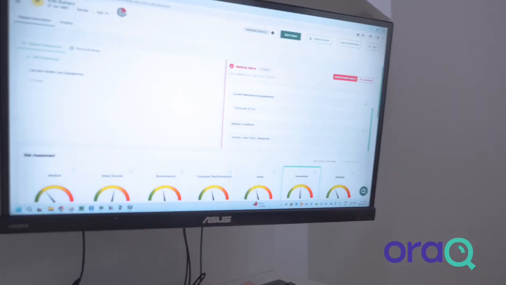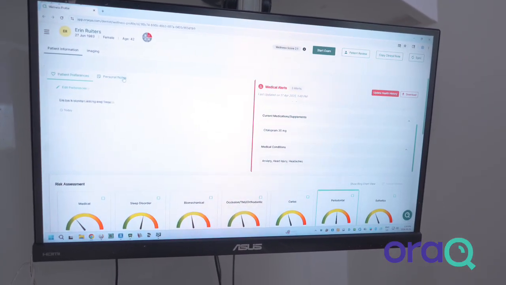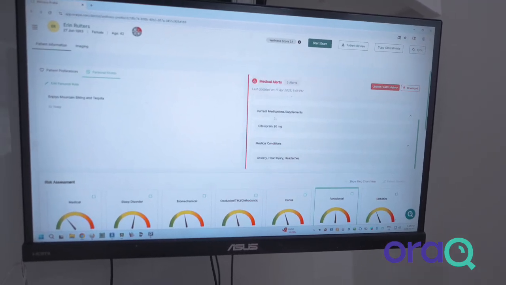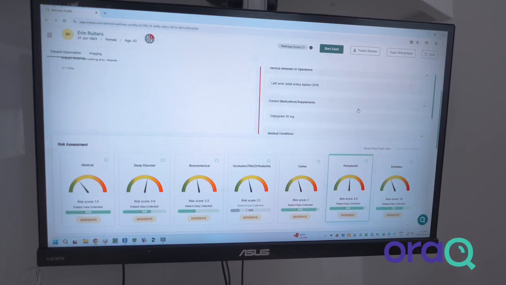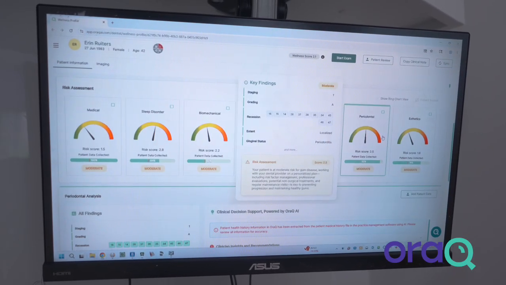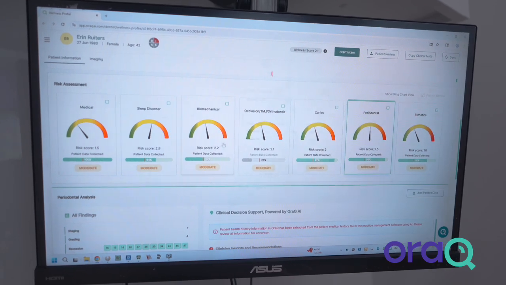So right now I'm going to take a look at AuraQ, and I can see Erin's demographic information, some information on her preferences, personal notes and things that she likes to do. We have her medical history, her medications, and all of those key things that are important as a dentist when we're working with our patients.